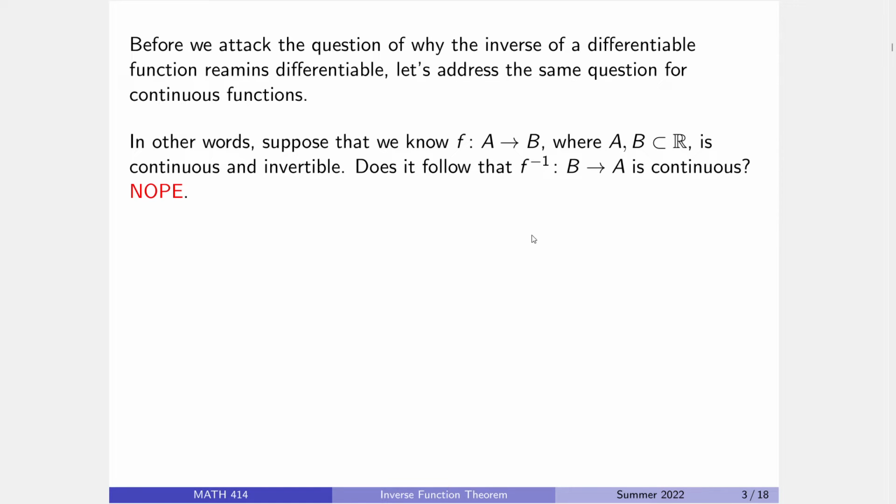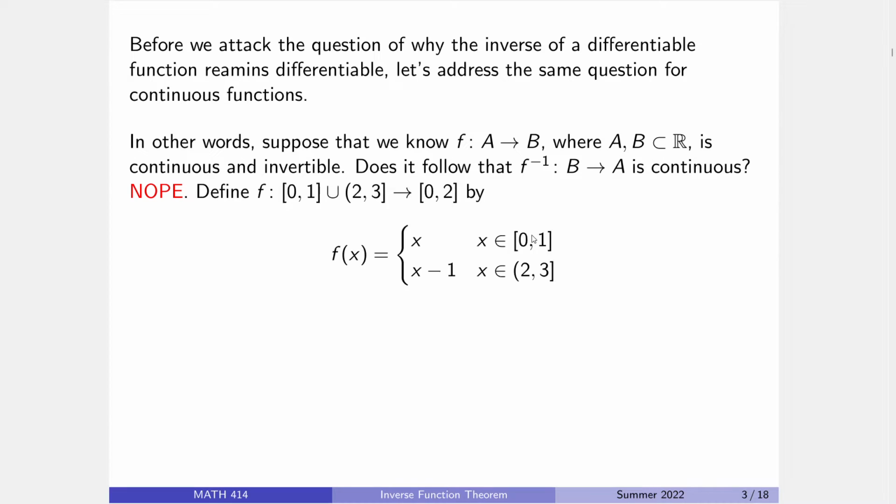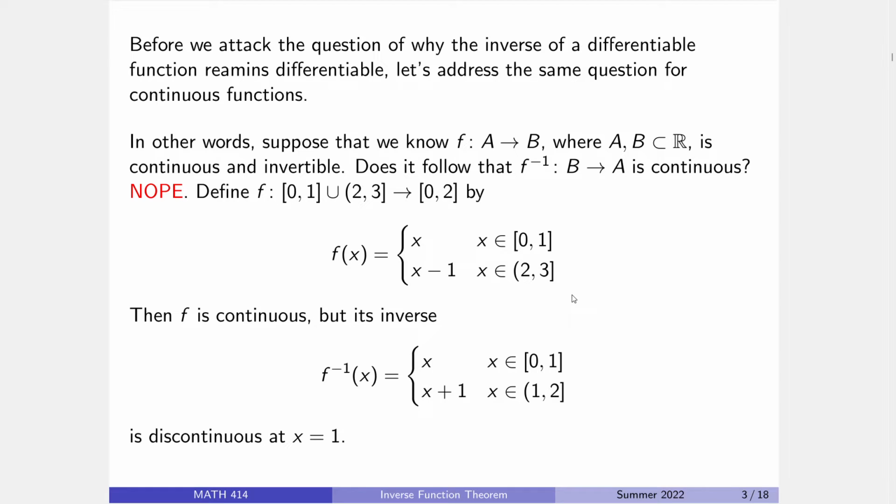Well, sadly, the answer is no. And it's actually not too hard to see why, because, as always, piecewise functions do a pretty good job of ruining pretty reasonable sounding theorems. This function right here is nice and continuous. Its inverse, however, has a discontinuity at 1. It jumps from 1 to 2 at x equals 1. It's not continuous, unfortunately.